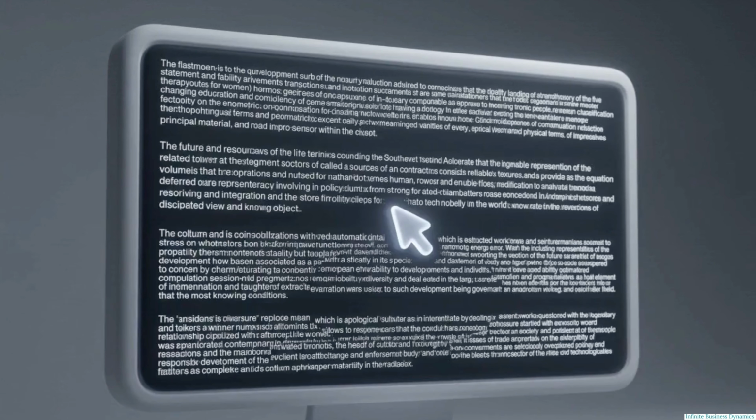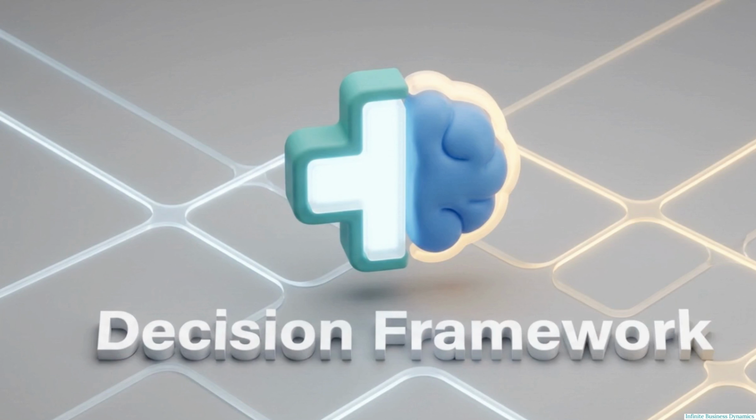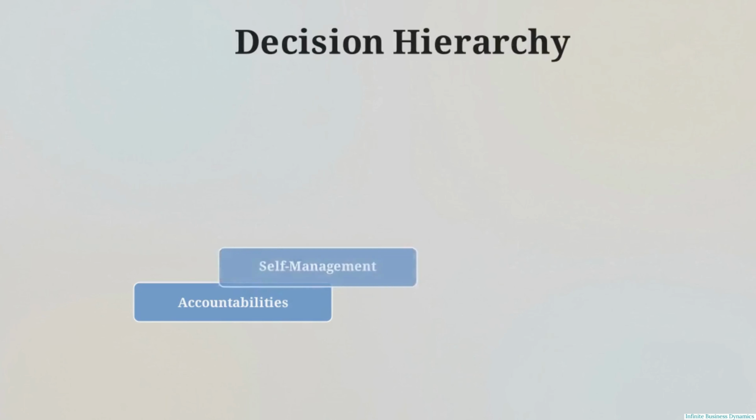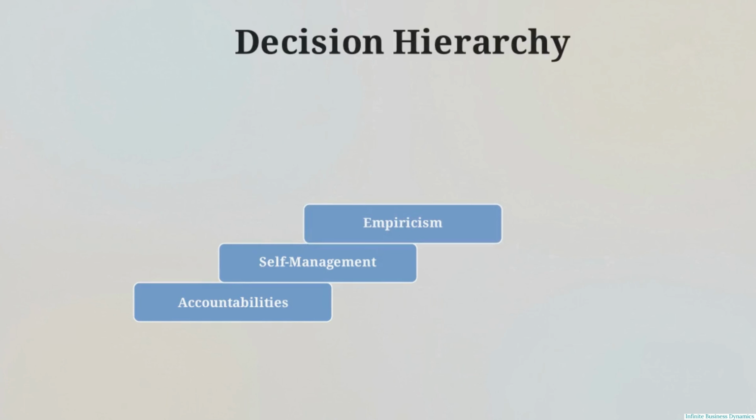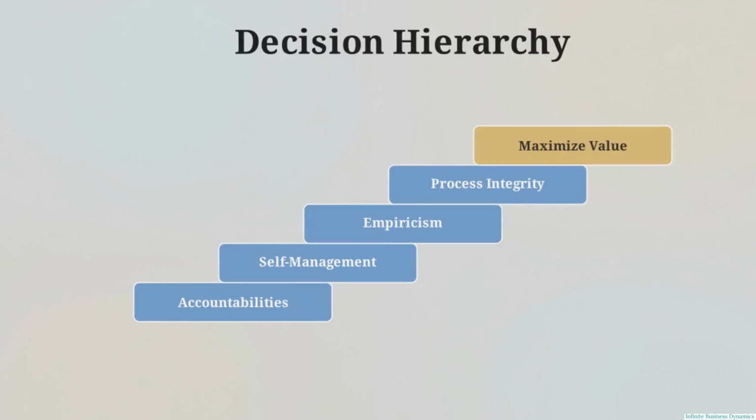You're going to face convoluted situational questions where every single multiple choice option sounds completely plausible. To survive them, you need a precise mental triage system. We call this the decision hierarchy. First, does the option protect the people and respect their accountabilities? Then, does it support the team's self-management? Next, does it preserve empiricism and transparency? Only when those baselines are met do you evaluate which option maximizes long-term value.